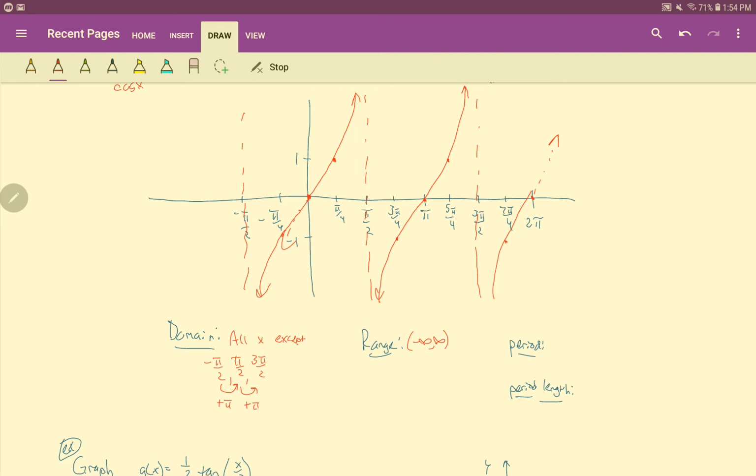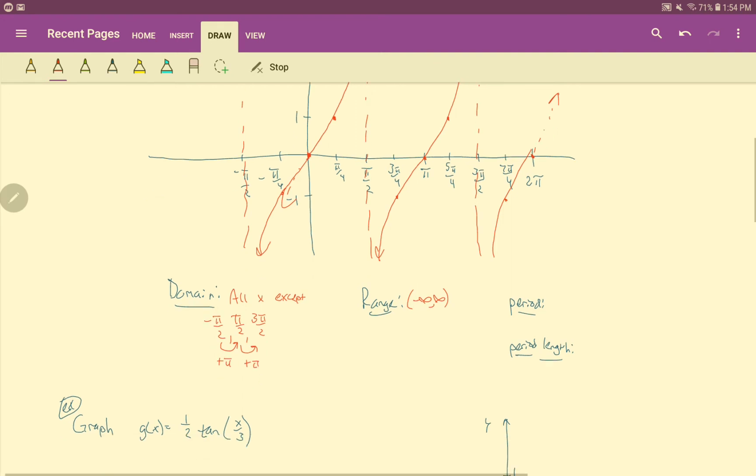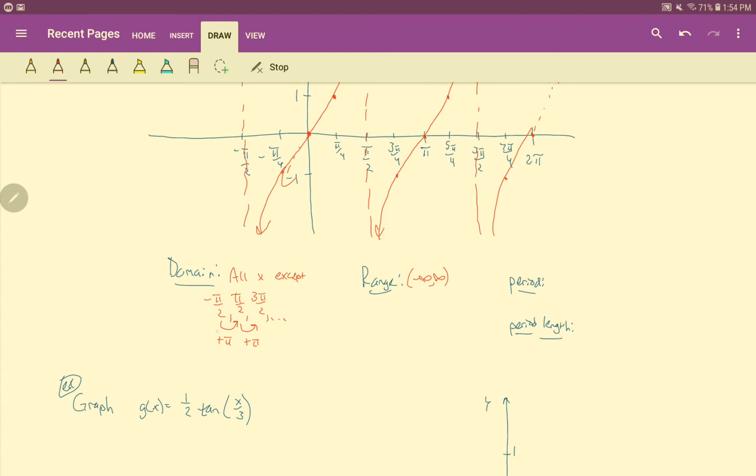So the more typical way of writing this is, how do we write an infinite number of things? Because we could keep going in either direction here. So how do we actually do this? Well, one easy way to do it is just to say all x except x equal to pi over 2 plus k pi, where k is an integer.